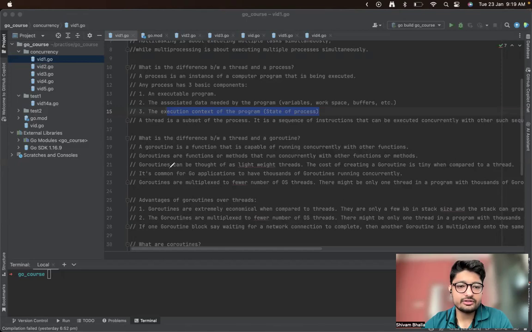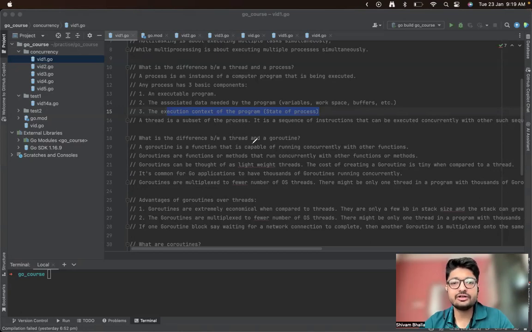Okay, a thread. Okay, this is done. Goroutines are multiplexed to a fewer number of OS threads. We'll talk about this line, which is also very important. Which means that whenever you spawn a goroutine, it is actually multiplexed on a fewer number of OS threads.